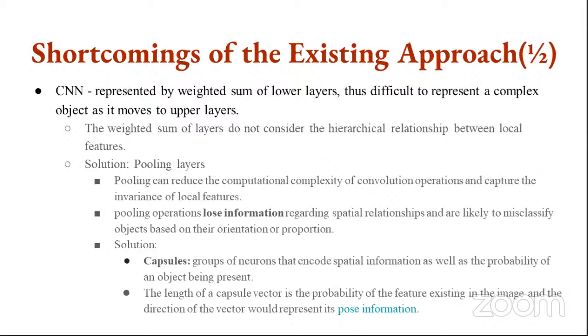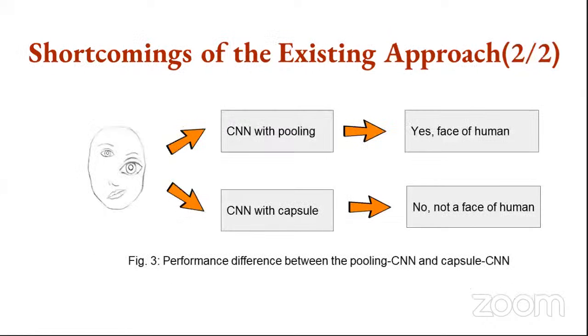So CNN is represented by a weighted sum of lower layers, thus it is difficult to represent a complex object as it moves to upper layers. But CNN does not capture the spatial information, and this spatial information can only be captured by the capsule network. So in our task, we have proposed to use a capsule network for solving the authorship verification and identification problem.